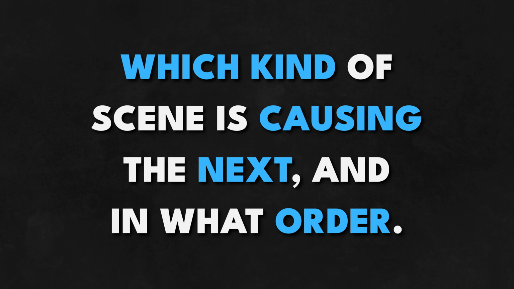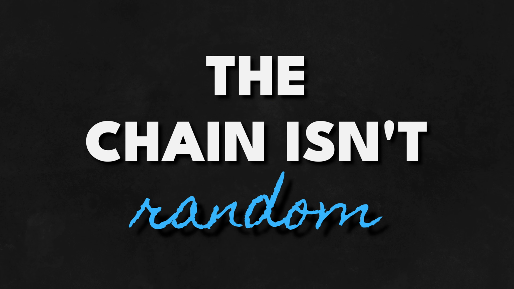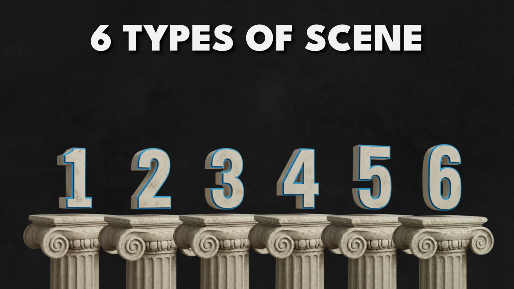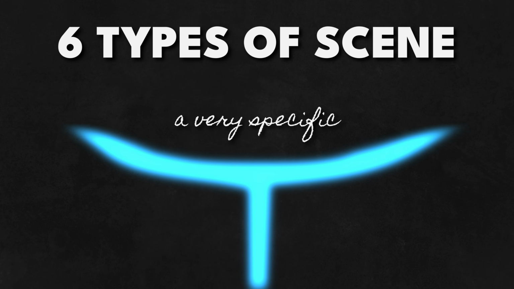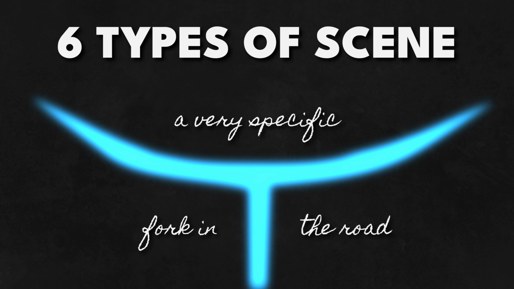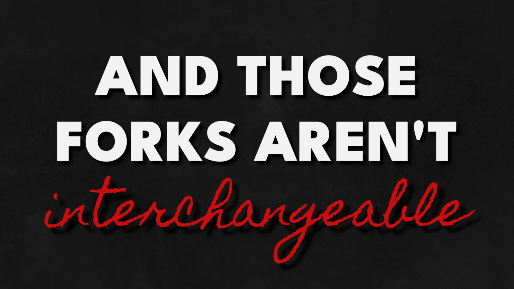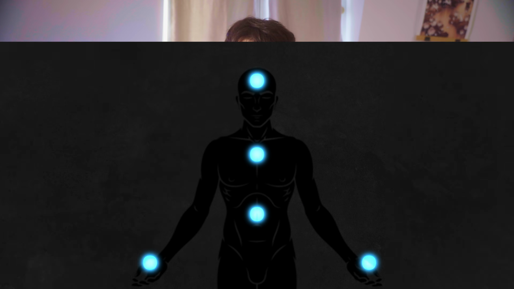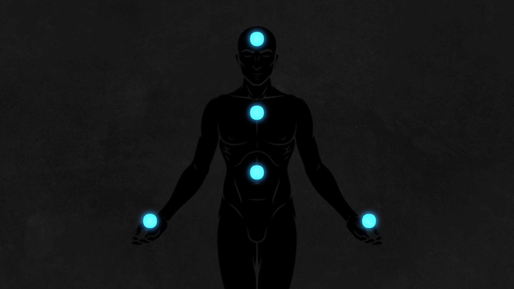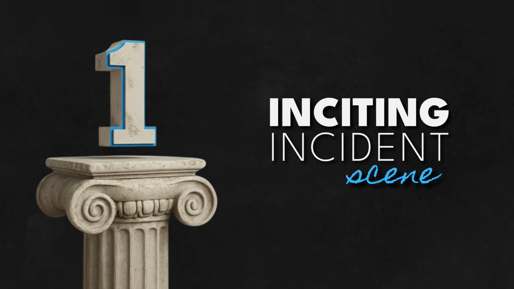What matters here is which kind of scene is causing the next and in what order. Best-selling authors and top screenwriters understand this. The chain isn't random. It's driven by 6 distinct types of scenes, each one opening a very specific fork in the road for your characters. And those forks aren't interchangeable. They unfold in a deliberate progression that forces your characters to face parts of their internal conflict. So let's start at the very beginning with the first type of scene, the inciting incident.